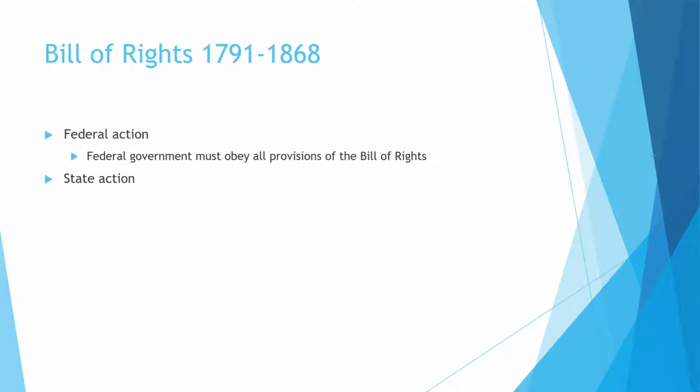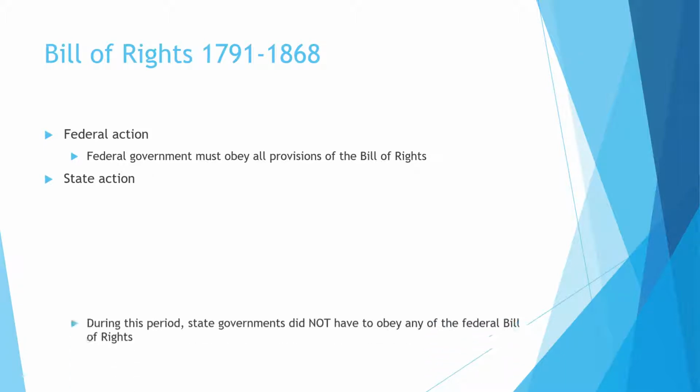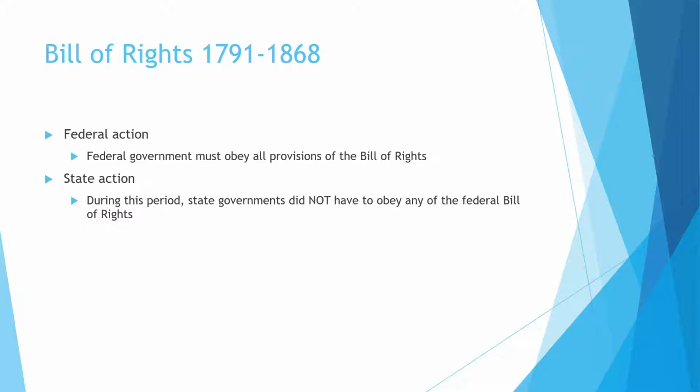But the tricky part for us, and what makes this lecture so difficult and incorporation so difficult, is, well, what about state action? Well, early on in the early 1800s, there was a court case in which the U.S. Supreme Court held that state government action is not bound and restricted by the Federal Bill of Rights. So what that means is, from 1791 until at least 1868, state governments did not have to obey any of the Federal Bill of Rights. It was as if the Federal Bill of Rights were the laws of another country.